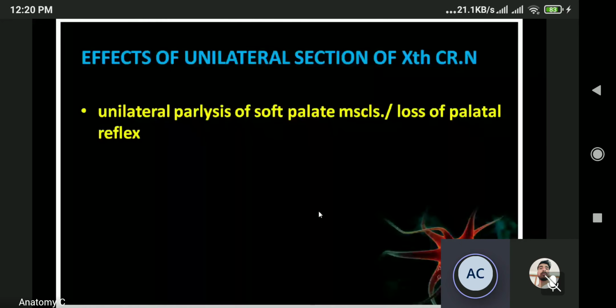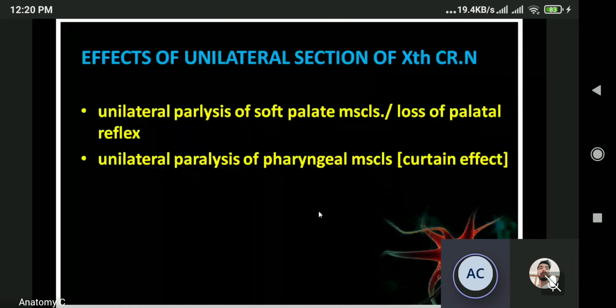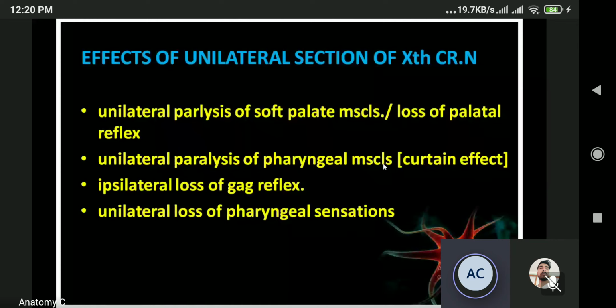Now, what is the effect of the unilateral section of the vagus nerve? Whenever there is a unilateral section of the vagus nerve, there will be unilateral paralysis of the soft palate, and there will be loss of palatal reflex. Now, why is it so? Because the vagus nerve innervates the muscles of the palate. Next, we have unilateral paralysis of the pharyngeal muscles, and ipsilateral loss of the gag reflex. And next is the unilateral loss of pharyngeal sensation. So all the muscles of the palate, pharynx, and larynx are supplied by the vagus nerve.